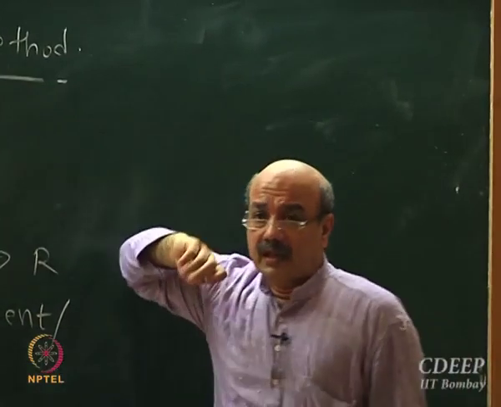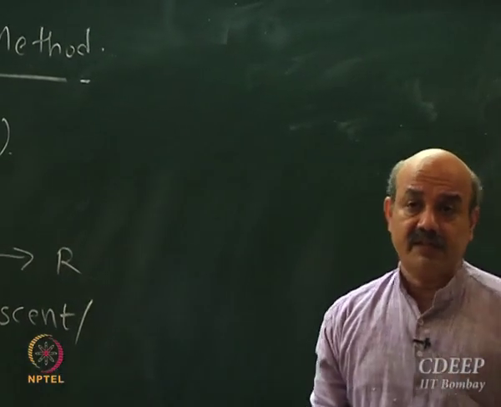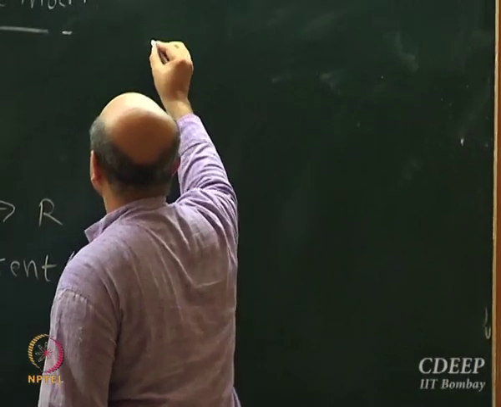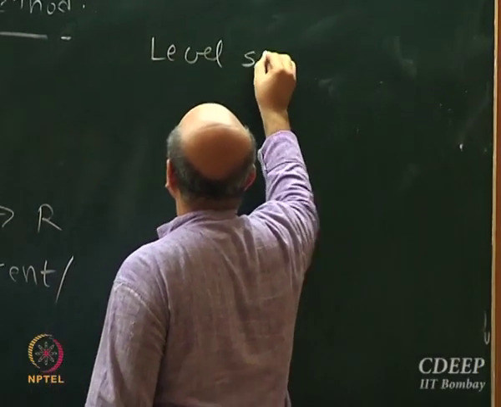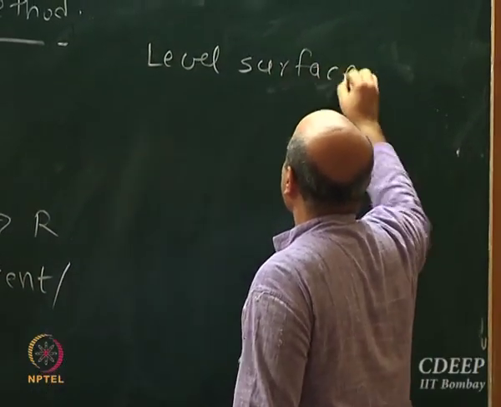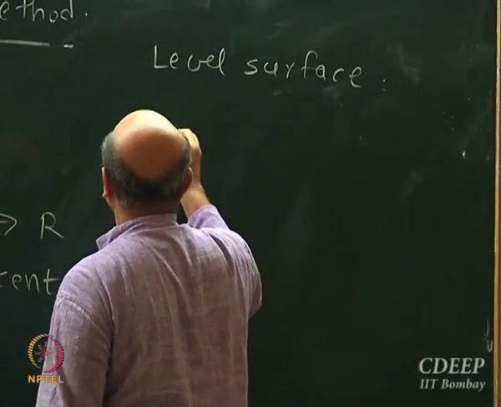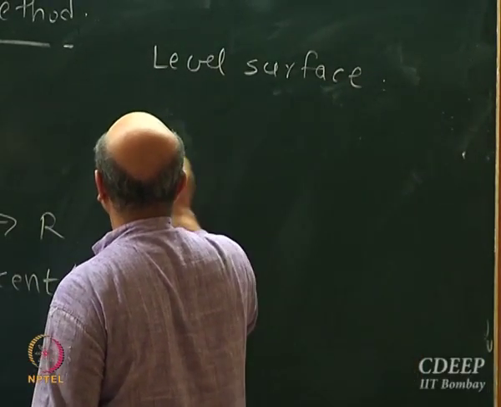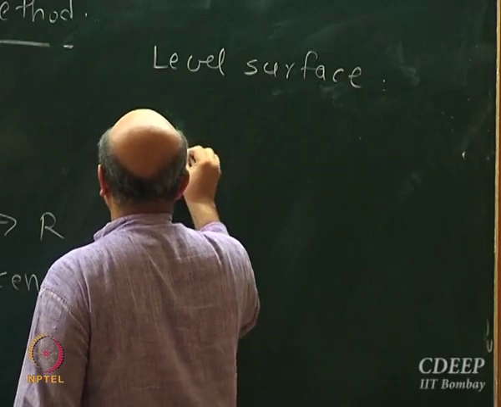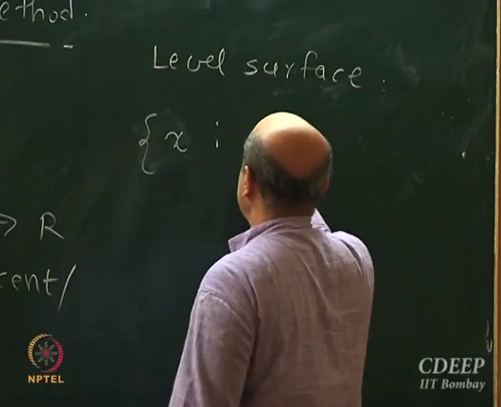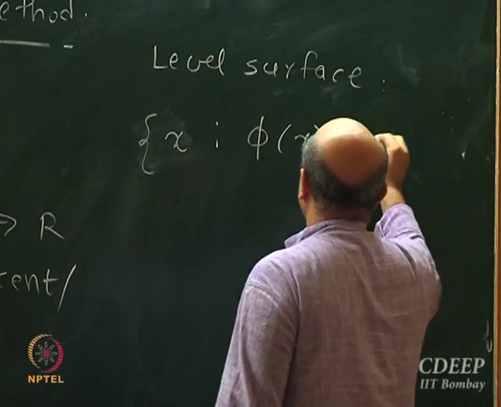if I look at a level surface, what is a level surface? A level surface is a set of points, all points x such that phi(x) is equal to a constant.